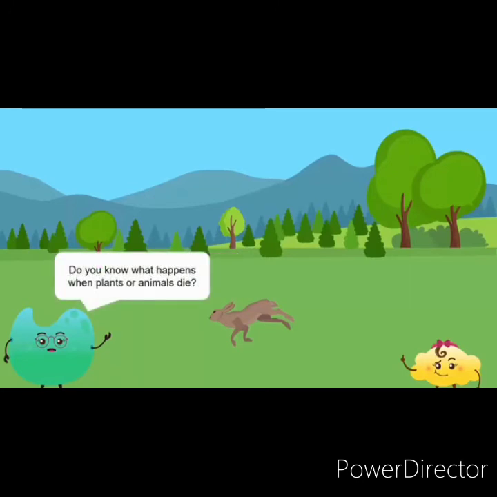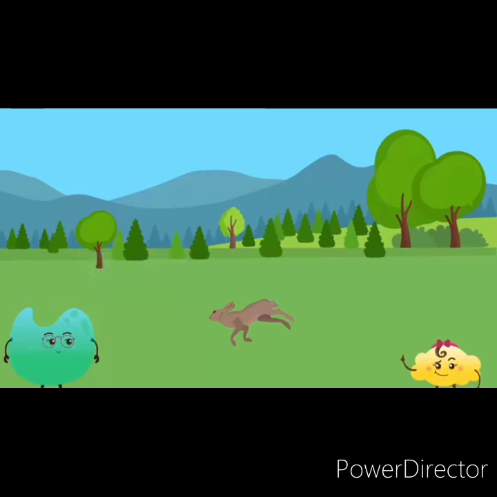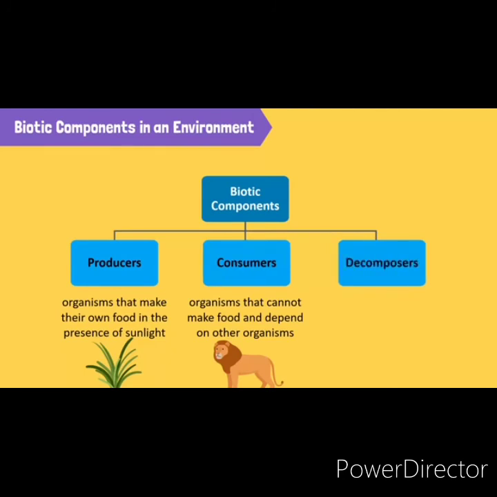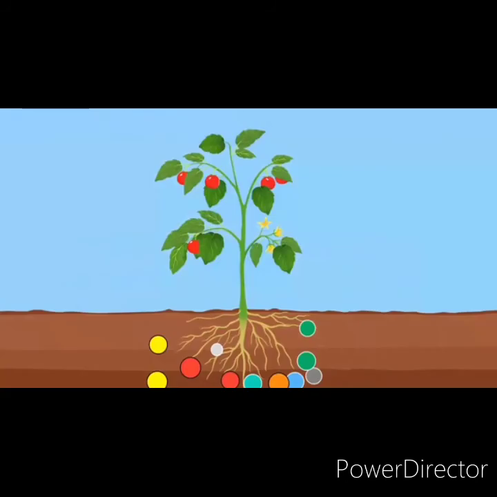Do you know what happens when plants or animals die? They disappear after a certain time. Exactly. The remains of dead animals and plants disappear because they become food for decomposers. Decomposers like bacteria, fungi, and other microscopic organisms break down the remains of dead animals and plants into nutrients important for the soil. These nutrients present in the soil are then absorbed by plants to produce food once again.